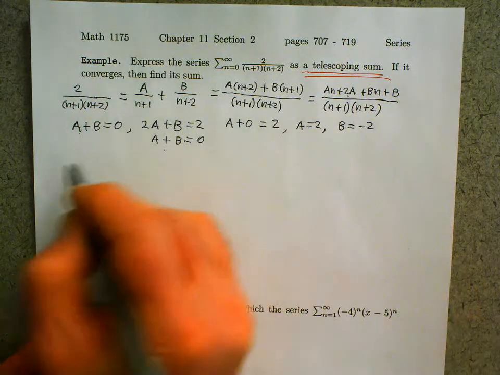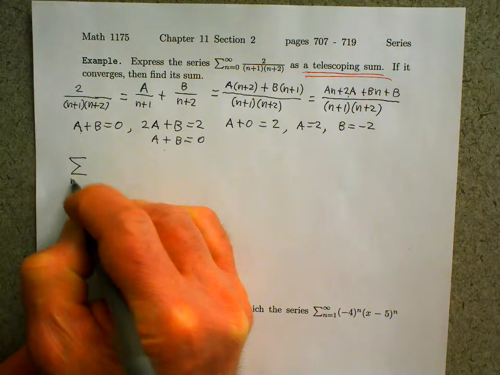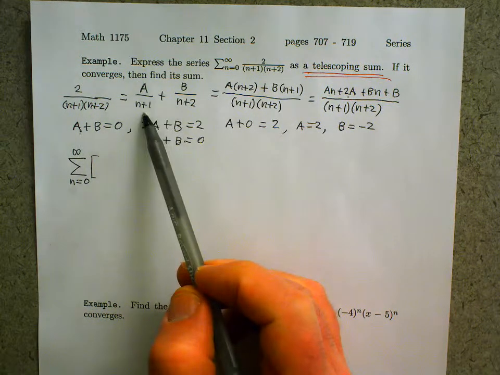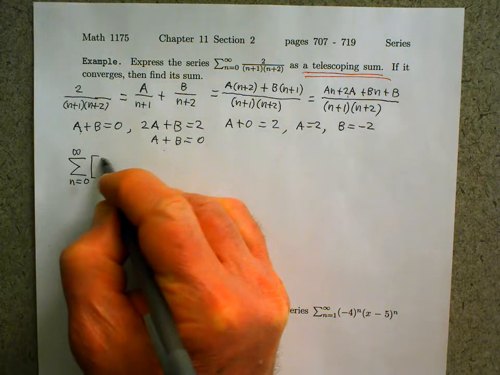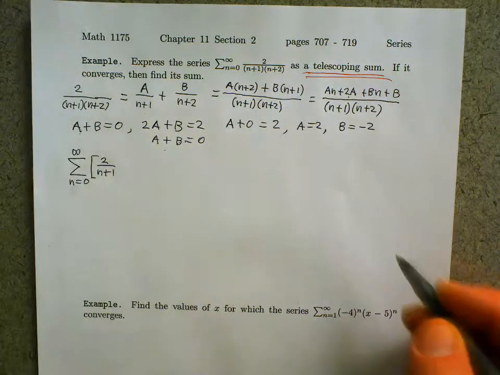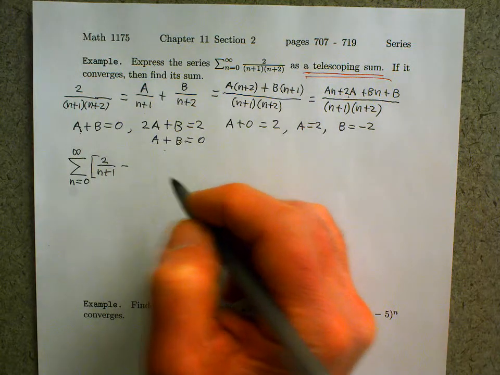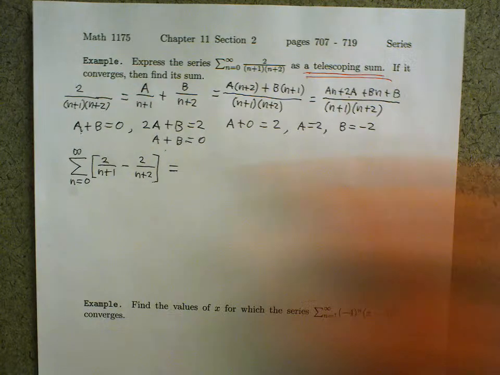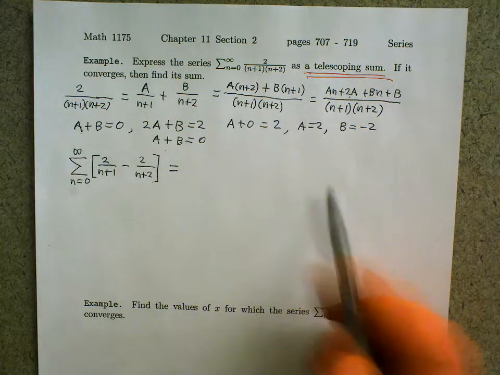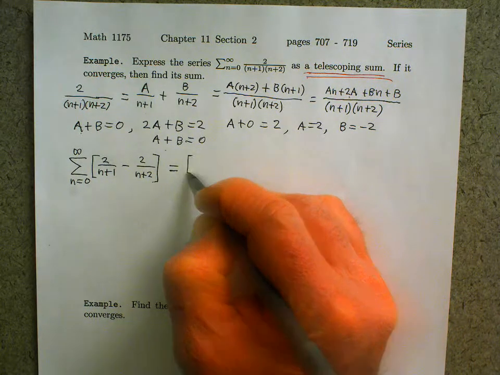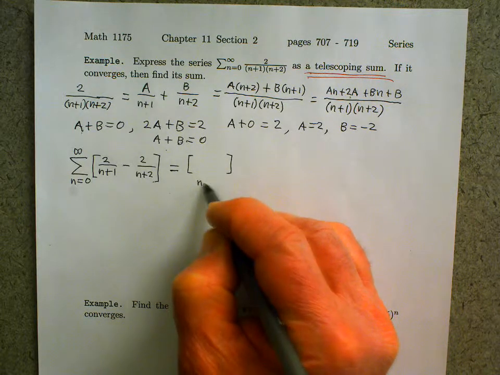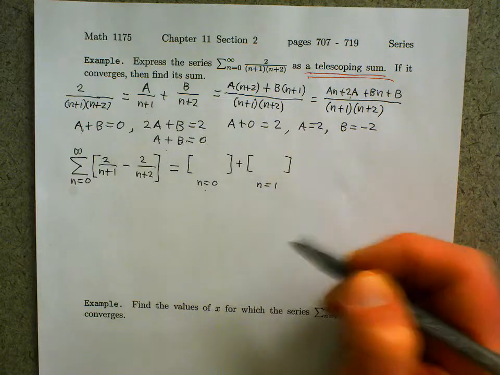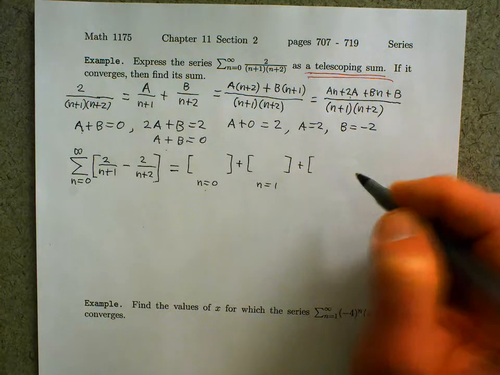Okay, so we'll rewrite the series from n equals 0 to infinity using 2 over n plus 1 and then minus 2 over n plus 2. That is, we're using the partial fractions to write the terms of the series. And then we'll write the first few terms that we get from adding. So we'll write down what we get when we let n be 0. Then the next term that we add will be what we get when n is 1. We'll do a couple more.